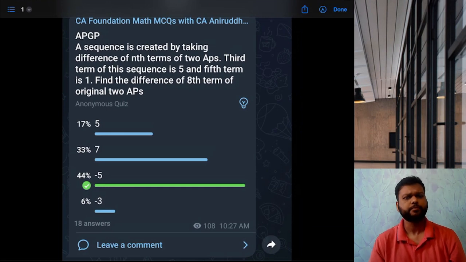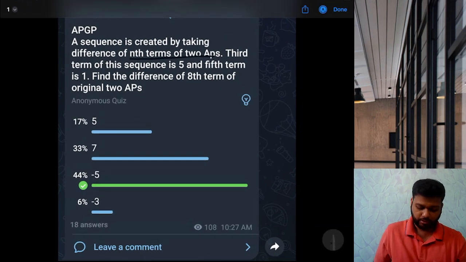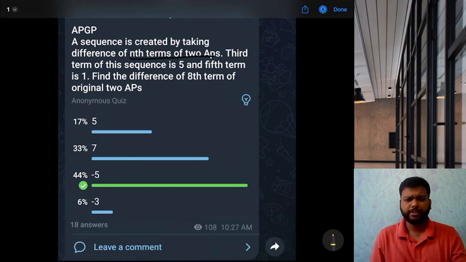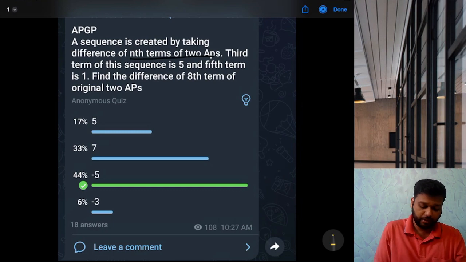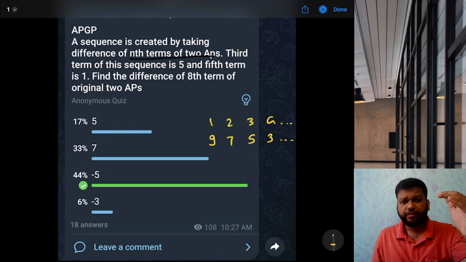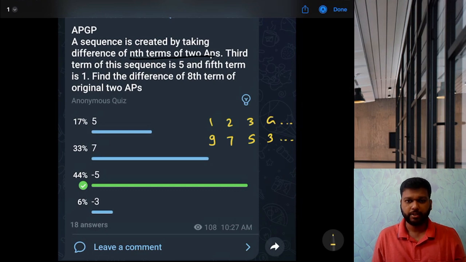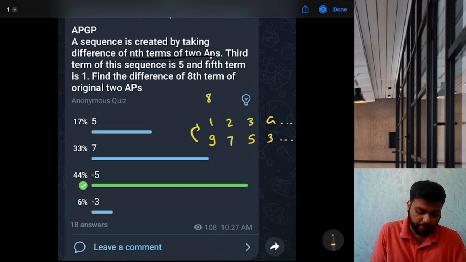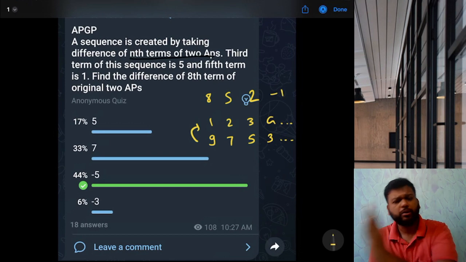So let's solve. A sequence is created by taking difference of nth term of 2 APs. Okay, so they are taking difference of 2 APs and forming a third sequence. Now understand, if there are 2 APs, let's say for example 1, 2, 3, 4 something, and let's say 9, 7, 5, 3 something, right? Now if we take difference of nth term of these 2 APs, let's say this minus this, that will be 8, then 7 minus 2 will be 5, 5 minus 3 will be 2, 3 minus 4 will be minus 1. If you observe, this is also going to be in AP.